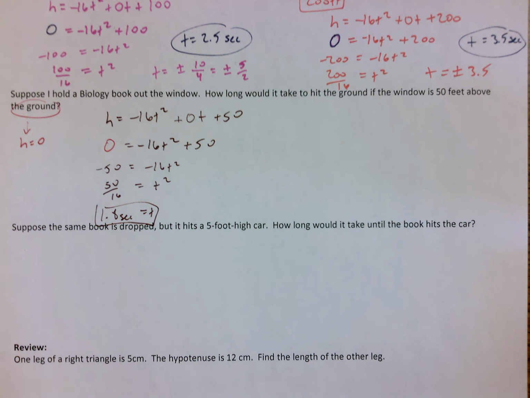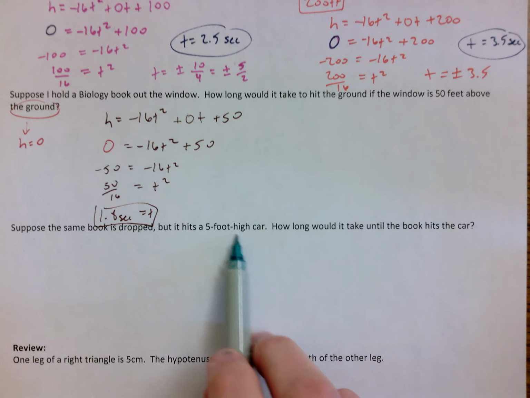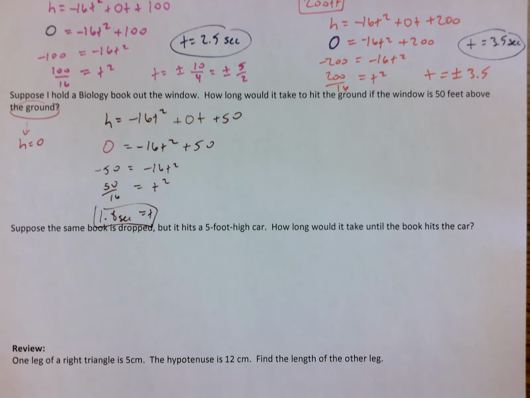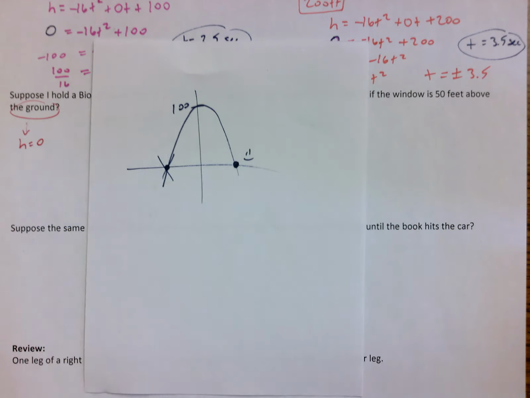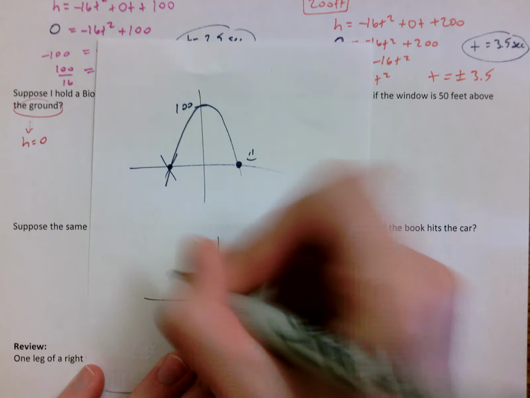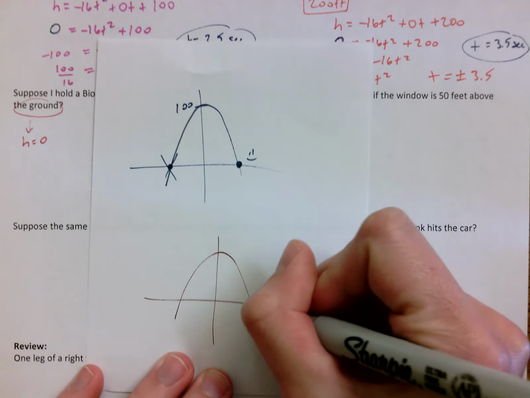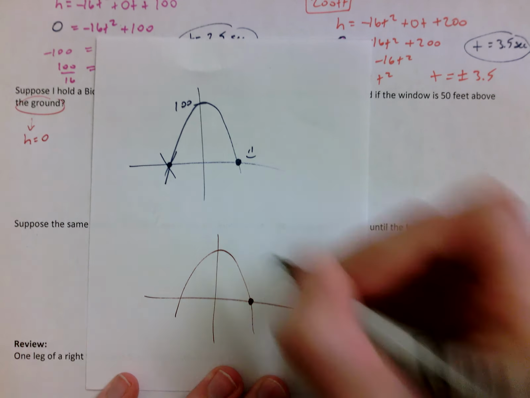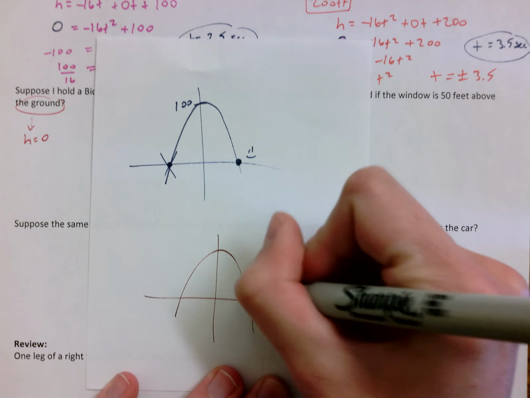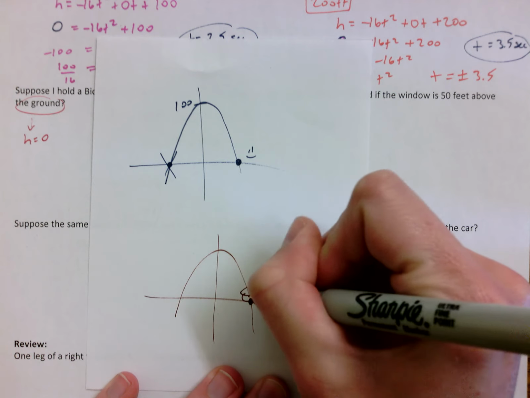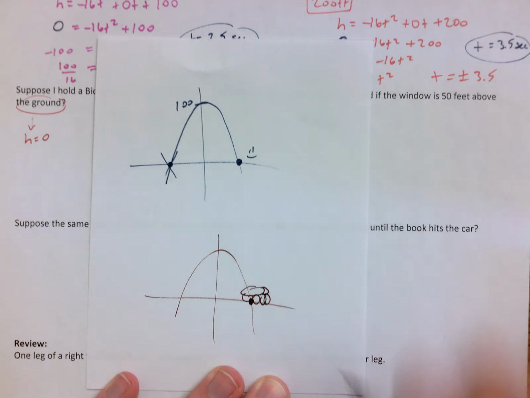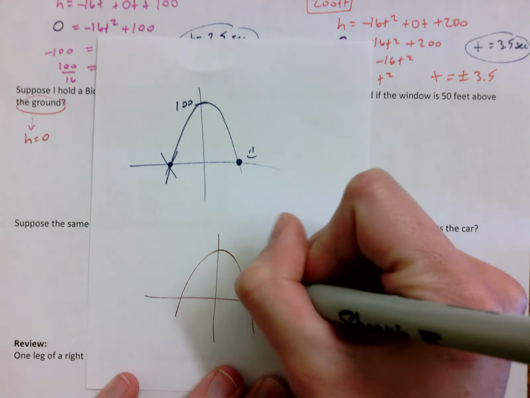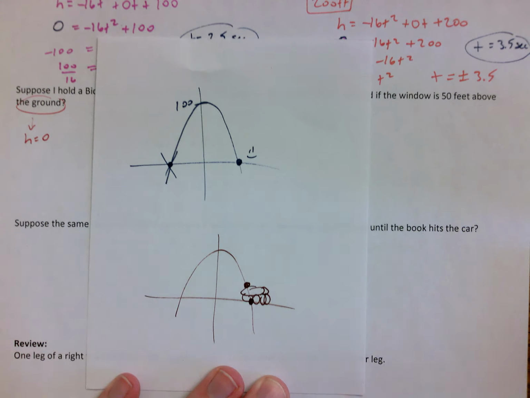Okay, we have the same situation going on, but now it's hitting a 5-foot high car. So what that's saying to us is, in the last problem, when I took a look at my parabola, I was looking for this point right here where it hits the ground. But now there's a car here. It's an awesome car. I know you all wish you could own that car. And it's going to hit here now because it's hitting the car.